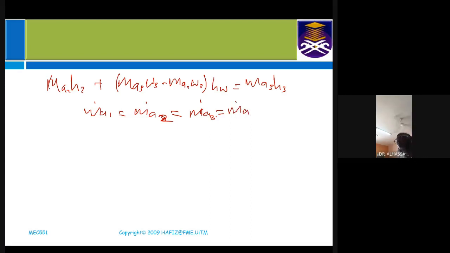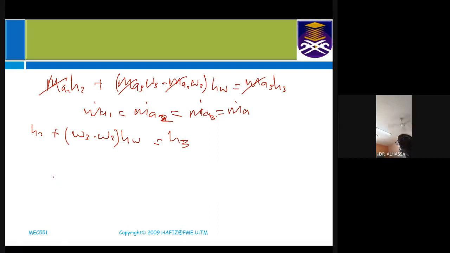Okay, so wherever we see this, it will represent MA, so it is going to virtually cancel out. So MA will cancel here, MA will cancel MA, and MA. So we have H2 plus omega 3 minus omega 2, all in brackets, HW equals H3. So that is it for this derivation of the energy balance and the mass balance.